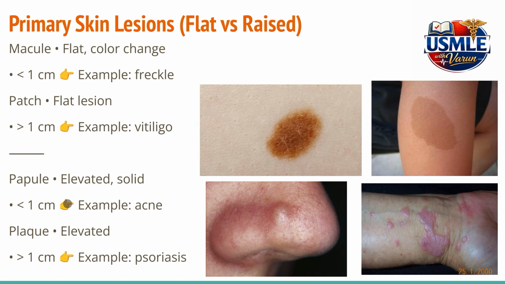Now coming to elevated primary skin lesions. Whenever an elevated solid lesion is seen and it's less than 1 centimeter in size, we need to call it a papule. The common example of a papule is acne, that most of us suffer with, whereas a plaque is also an elevated skin lesion, but this is greater than 1 centimeter in size. It's most commonly seen in conditions like psoriasis. So whenever a papule is greater than 1 centimeter, we can call it a plaque.